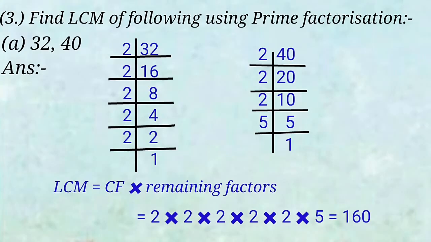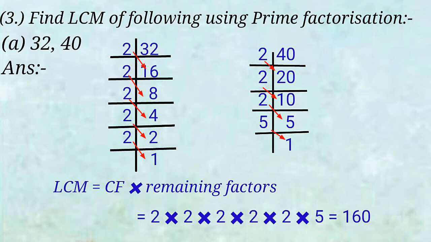Here third part is find LCM of the following using prime factorization. So here let's prime factorize 32. So here 32 is divisible by 2, it gives us 16. Now 16 divisible by 2, it gives us 8. 8 divided by 2 gives us 4. 4 divided by 2 gives us 2, and 2 divided by 2 gives us 1 at the bottom.